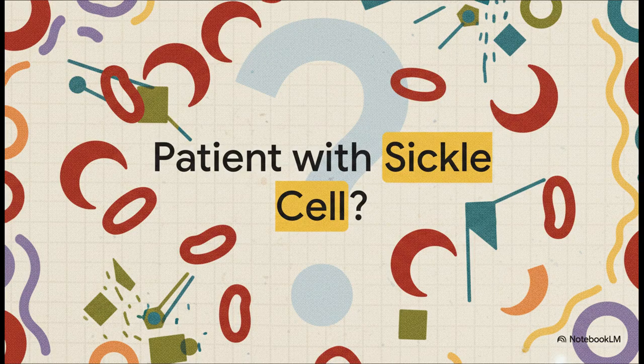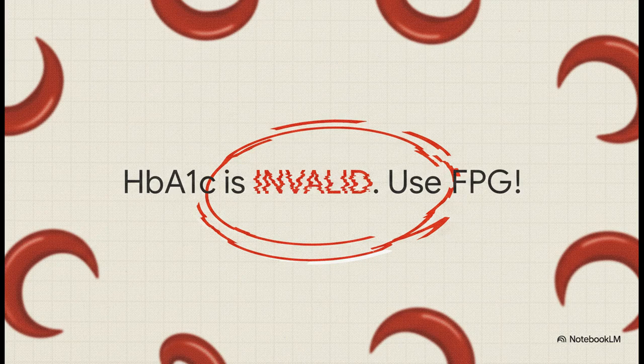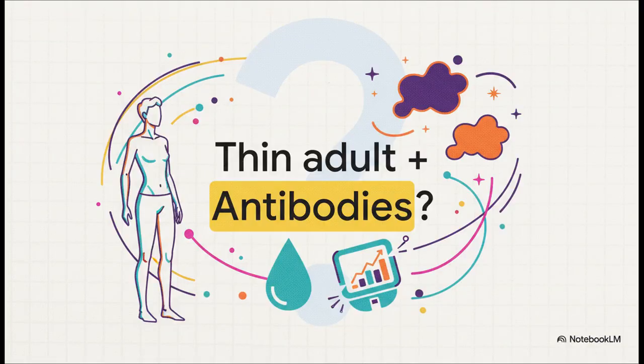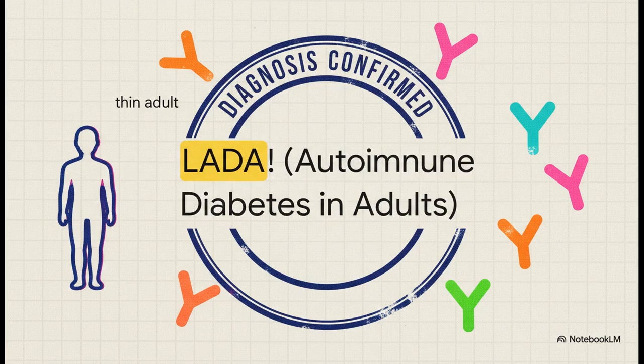Okay, scenario time. Your patient has sickle cell. What do? That's the one. HbA1c is invalid. You go with the fasting plasma glucose. Last one, a thin adult? Positive antibodies? What's the diagnosis? LADA. Diagnosis confirmed. The logic matrix is now sealed.